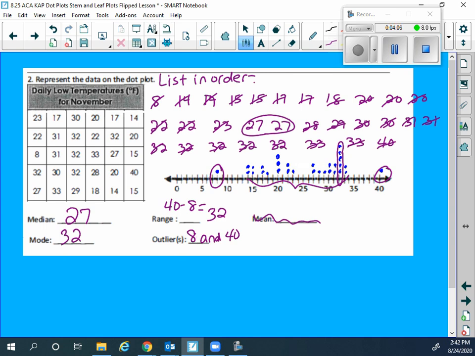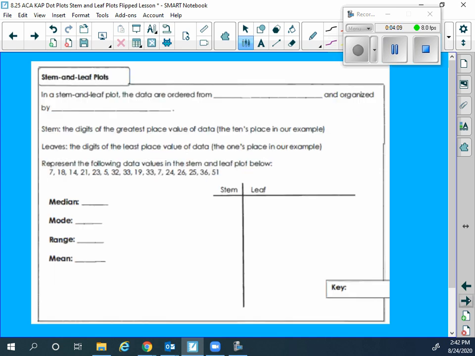Okay? All right. So now we're going to talk about stem and leaf plots, okay? In a stem and leaf plot, the data are ordered from least to greatest. So just like we've been doing. And they're organized by place value. Okay? So what that means is that the stem is the digit of the greatest place value of data. The 10th place in this example that I'm about to show you. The leaves are the digits in the least place value, meaning the 1st place in our example, okay?